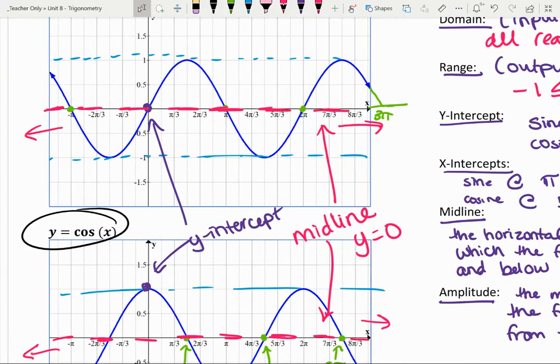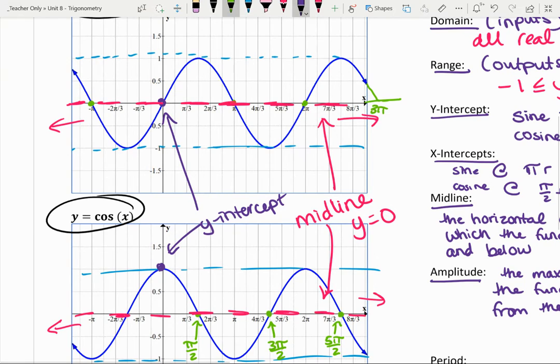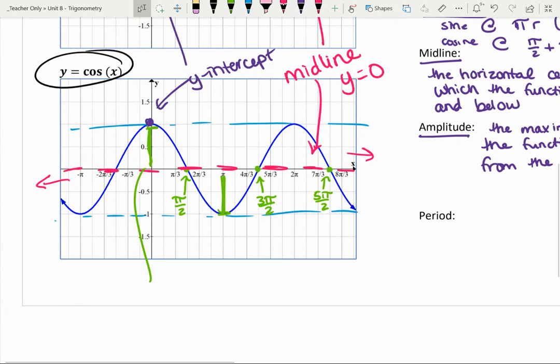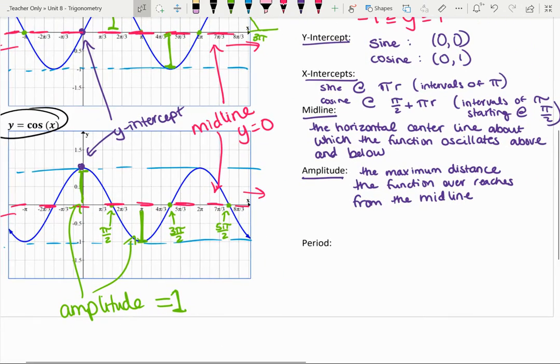So again, if we think about both of these graphs together, we'll see that from the midline, both graphs only ever go a distance of 1 unit above or below. Our maximum value is 1, our minimum value is -1, and a midline at 0. So in both of these cases, our amplitude, and let me make some arrows there, is equal to 1.